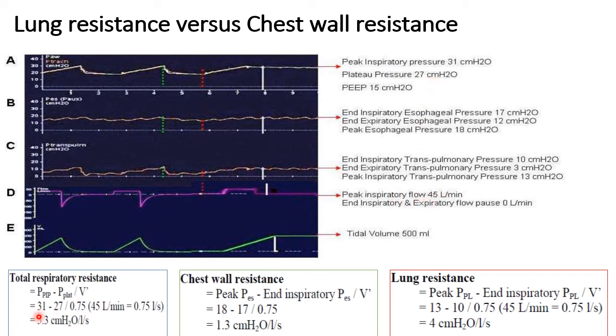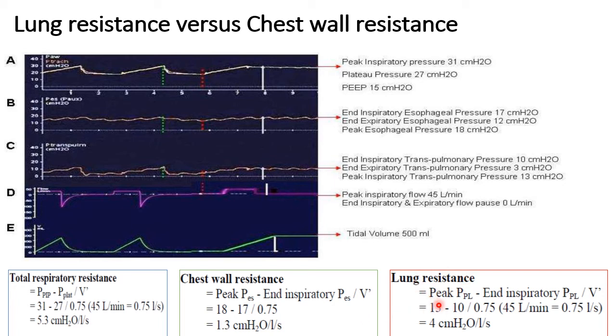So it will be 31 minus 27 over 45 divided by 60. So 4 divided by 0.75, total resistance 5.3. Chest wall resistance will be the peak esophageal pressure, in this example 18 here, minus the end inspiratory esophageal pressure, the white line, in this example 17, divided by the flow, same flow, so it will be 1.3 centimeter water per liter per second.